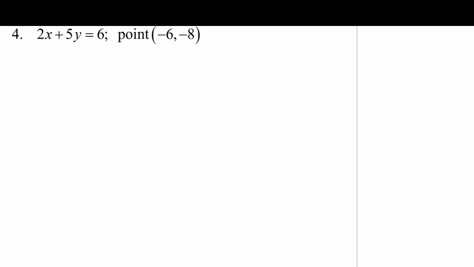So here's problem number 4. 2x plus 5y equals 6. And the point is -6, -8. And you are going to find the equation of the line that's perpendicular to the given line, but that passes through point -6, -8. So write those down and pause. When you unpause, we will have an answer for you to check against. Okay. Pause your video.